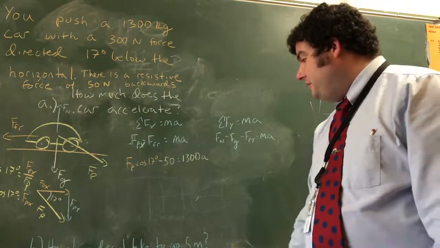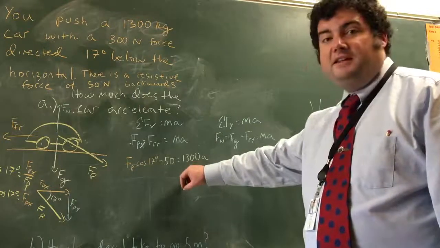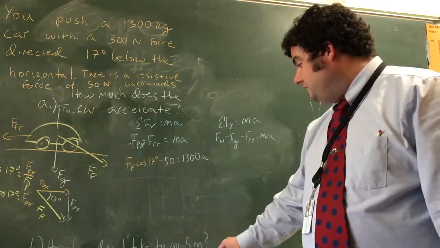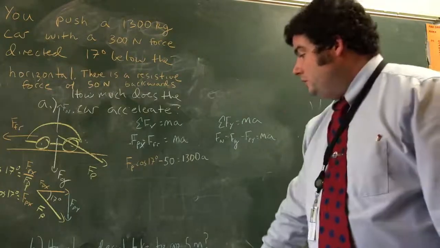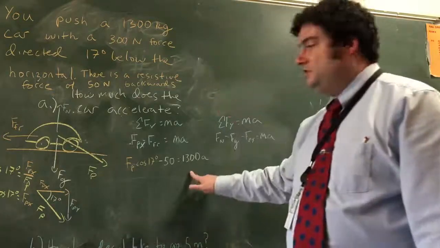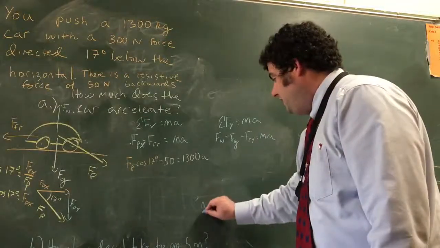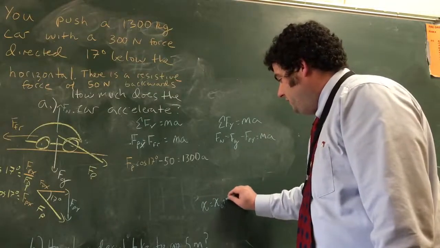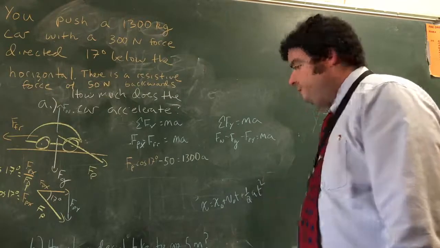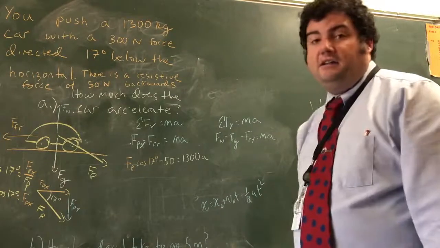To solve the second part of the problem, how long does it take to go 5 meters? I would finish this by getting the acceleration. And once I had the acceleration, I would look for something that has distance, time, and acceleration in it. And we know that equation, of course, is x equals x0 plus v0t plus 1/2 at squared. And I would plug into that and solve the problem.